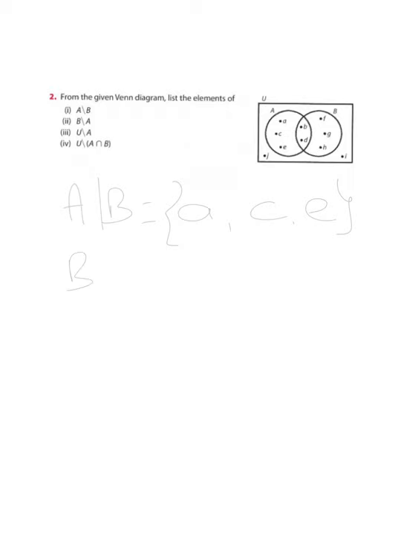Okay, the next one is B less A. That is B without A. So this is all of B, but I have to take out the elements of A. So it's F, G, and H.